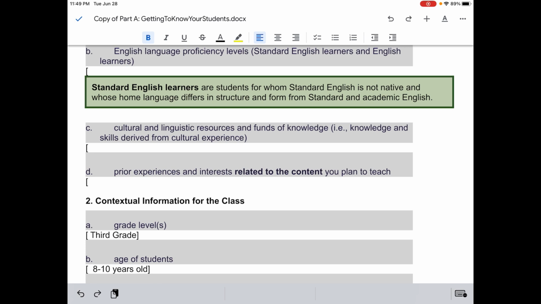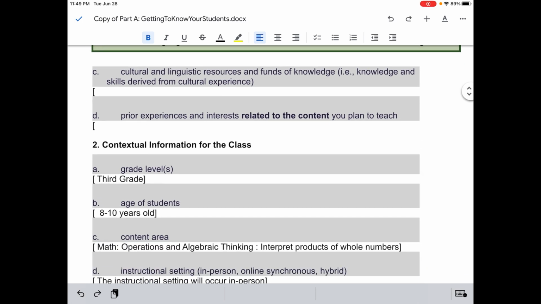During the opening of my lesson, I will connect my students' prior knowledge of model representation before introducing the new topic. So as you can see, during that section, I talked about my prior experiences because that's what it's telling us: prior experiences and interests related to the content you plan to teach. So you have to read this very carefully. And then I provided an example of what I'm about to do.